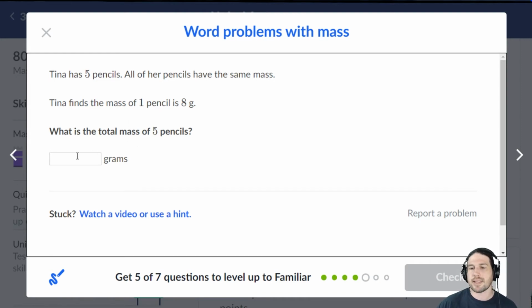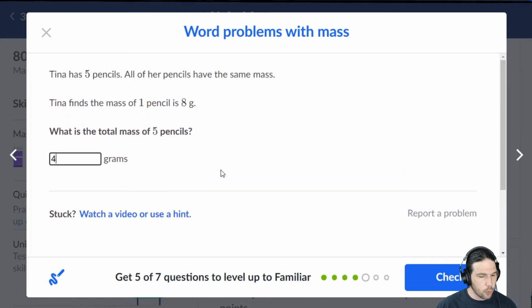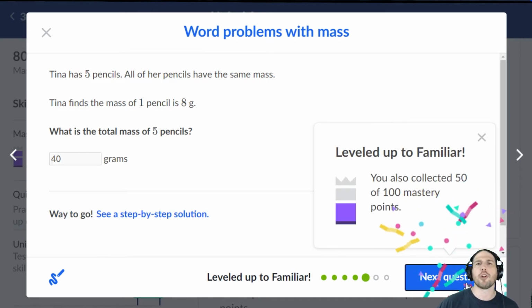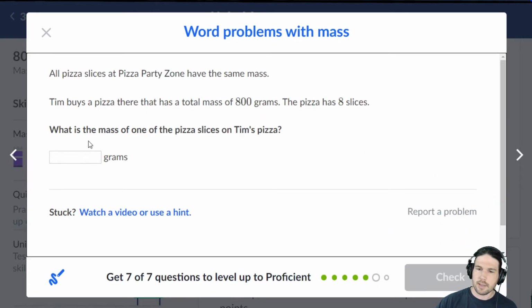Mass of 1 pencil is 8 grams. 5 times 8 is 40. It's just multiplication again, friends.